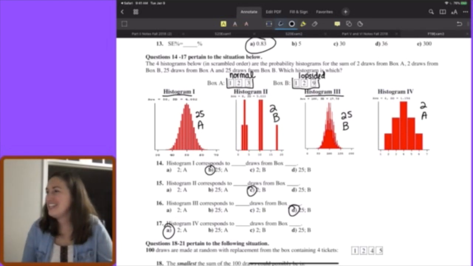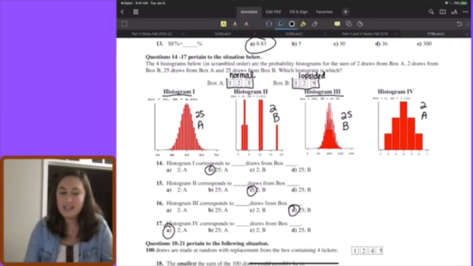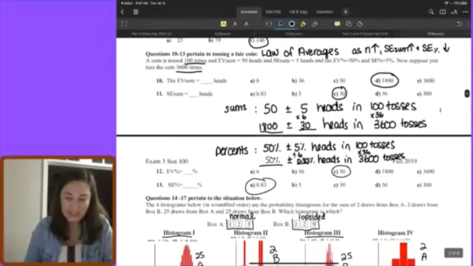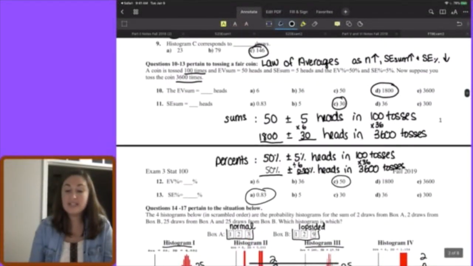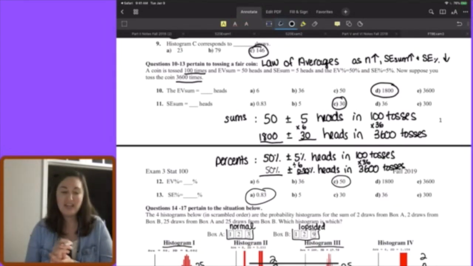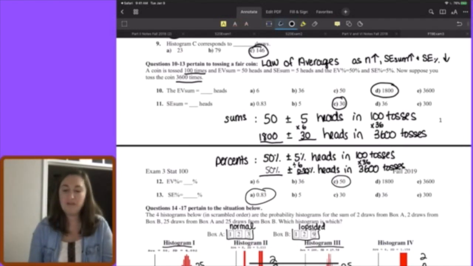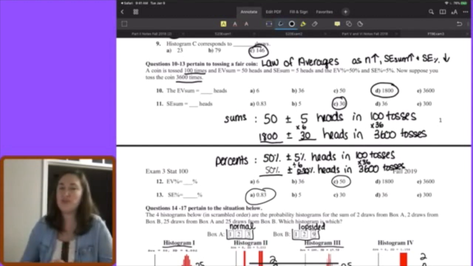And then it looks like somebody asked, is 10 C or D? Let's see, what was 10? 10 is going to be D because it's for the sum. So it's like how many heads do we expect to get? If it was percents, the answer would be C. But because it's sum, we'd expect to get half heads for 3,600 tosses.